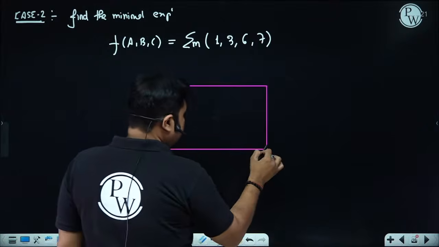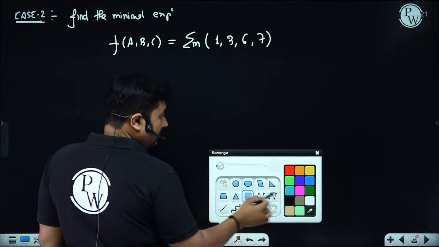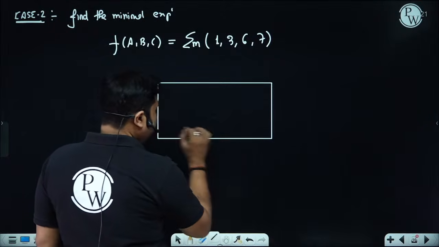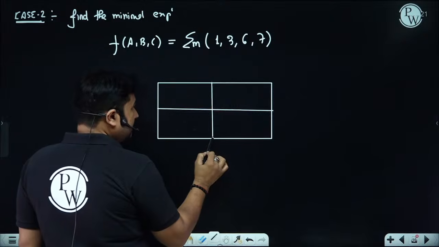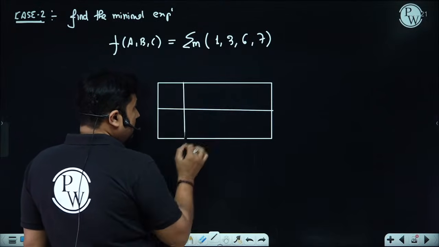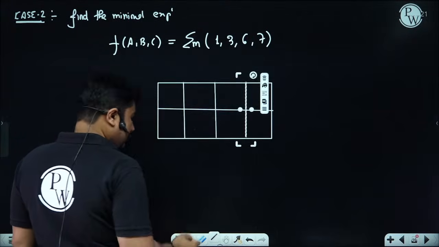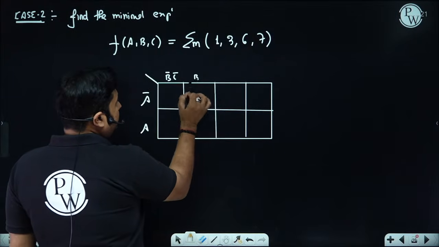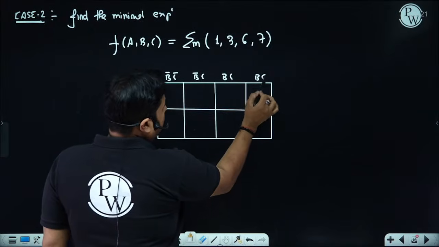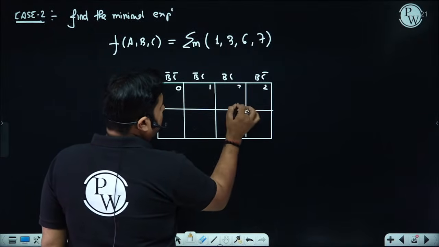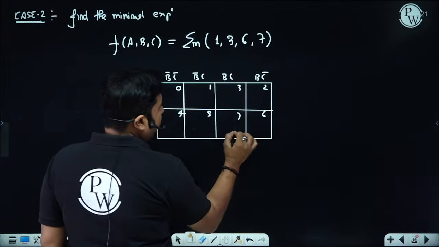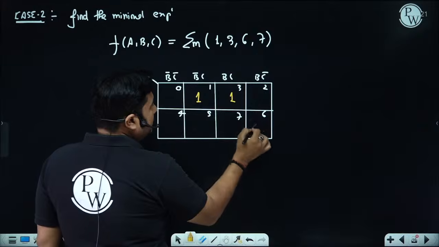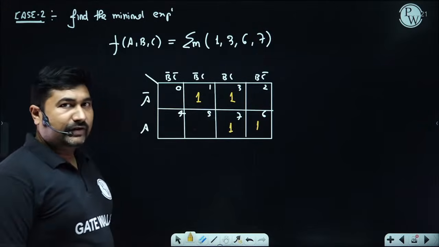Yes, sir. Now please observe here how to get the minimized expression for this function. We have a total of 3 variables, so 8 possibilities: a bar b bar c bar, a bar b bar c, and so on, numbered 0, 1, 2, 3, 4, 5, 6, and 7. Sir, we are getting output logic 1 for the binary conditions of 1, 3, 6, and 7. Now, can you find the EPIs?